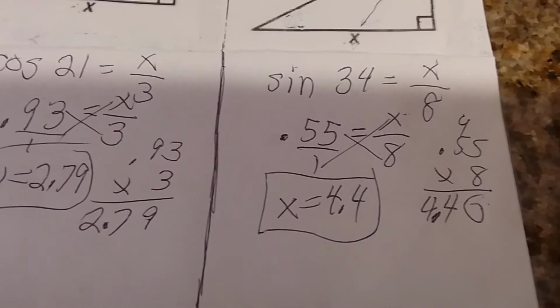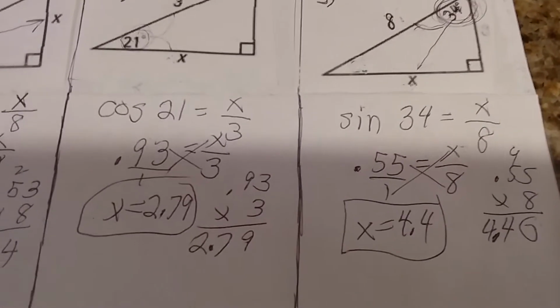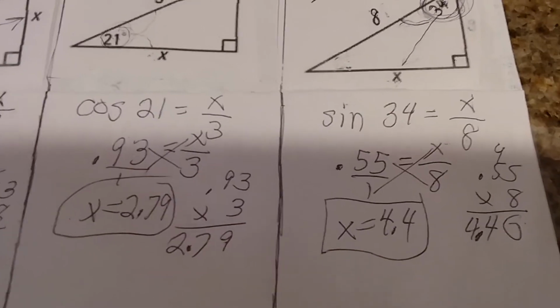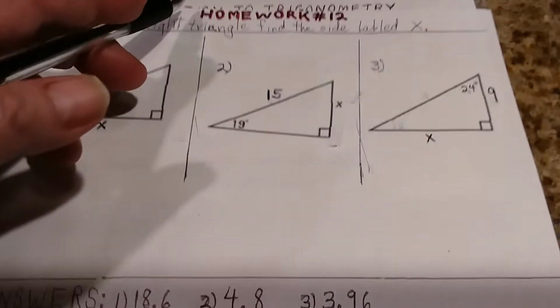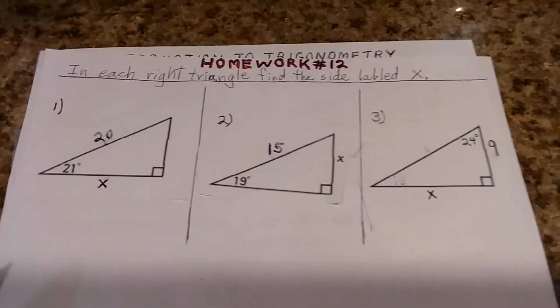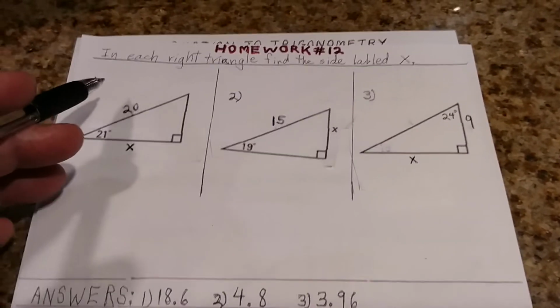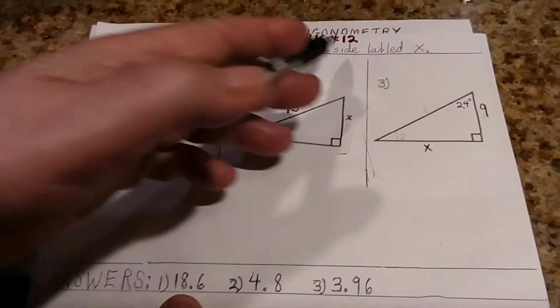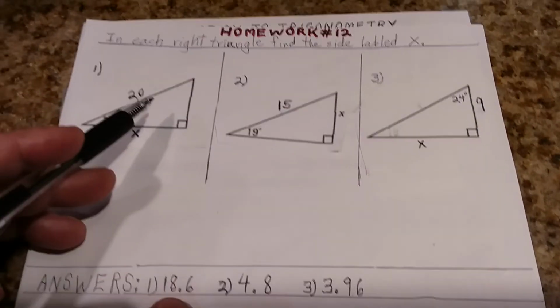Now, I'm going to do the next lesson next time, where I'm going to show you how to solve problems using trigonometry. But before we get to that, I'm going to give you a little bit of homework. Okay, so this is homework number 12, which you're going to do and email it to me when you're done. Okay, 3 problems, and in each problem, just like I did before, you're going to find the side that's labeled x. Okay, you have to figure out which trig function to use.